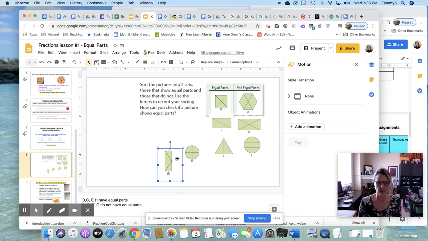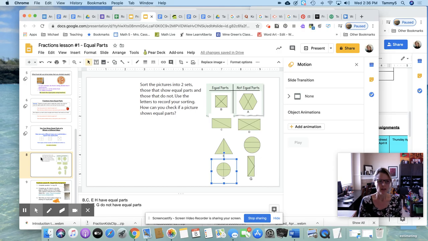Let's look at G now. G definitely is not divided into equal parts. We see 2 smaller triangles and then 1 big triangle over here. And lastly, our circle, that's pretty easy. It's been divided into equal parts.